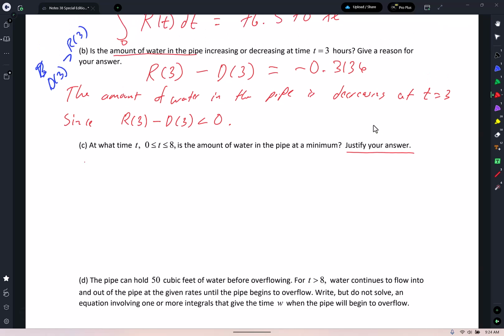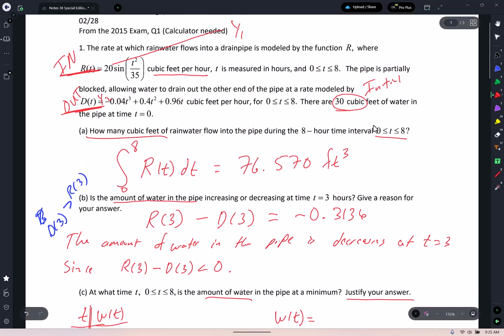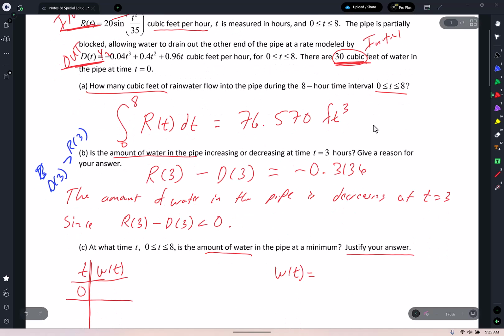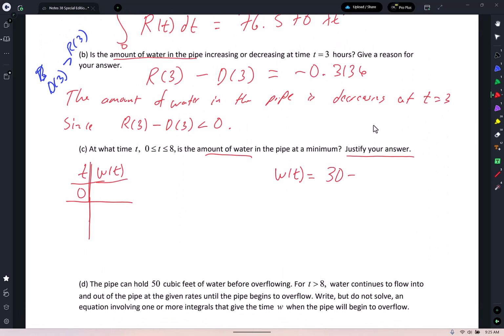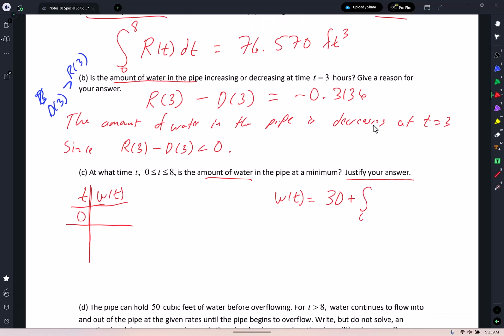I'm going to say T, and I'm going to say W of T. That means the amount of water. I'm going to put 0, and I'm going to make some space. I don't know what my critical numbers are, but I'm going to find them. The amount of water is equal to, because they want to know the amount of water, right? How much water did I have initially? 30, so I'm going to say 30 plus the integral of your net change. So the integral from 0 to t of R of t minus D of t dt.